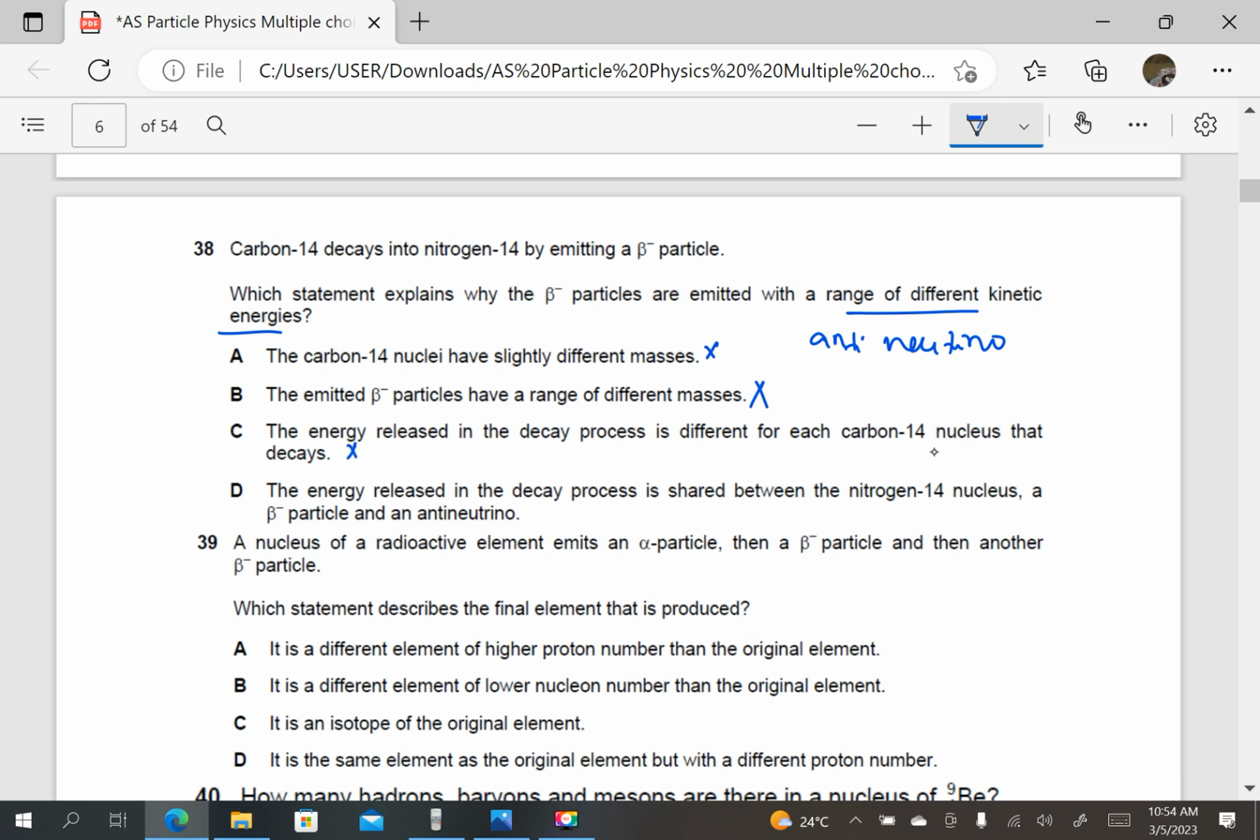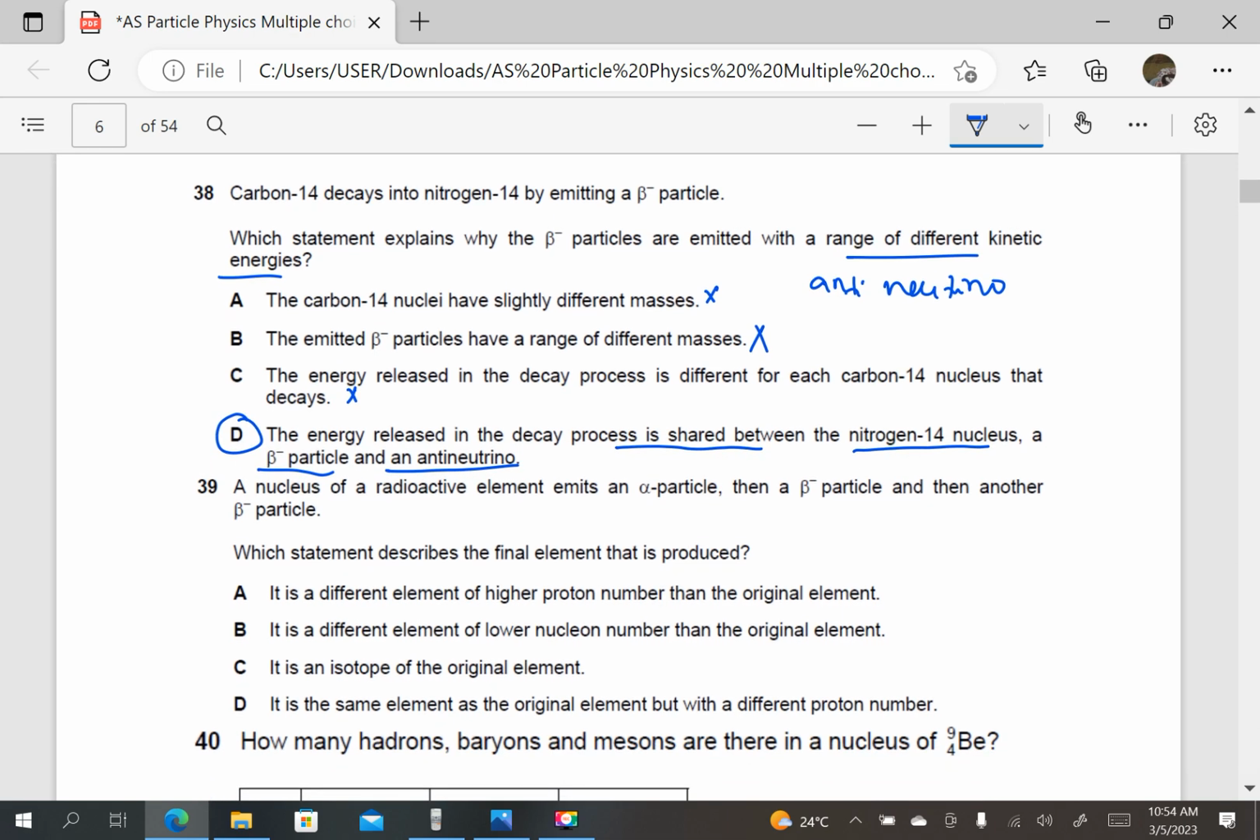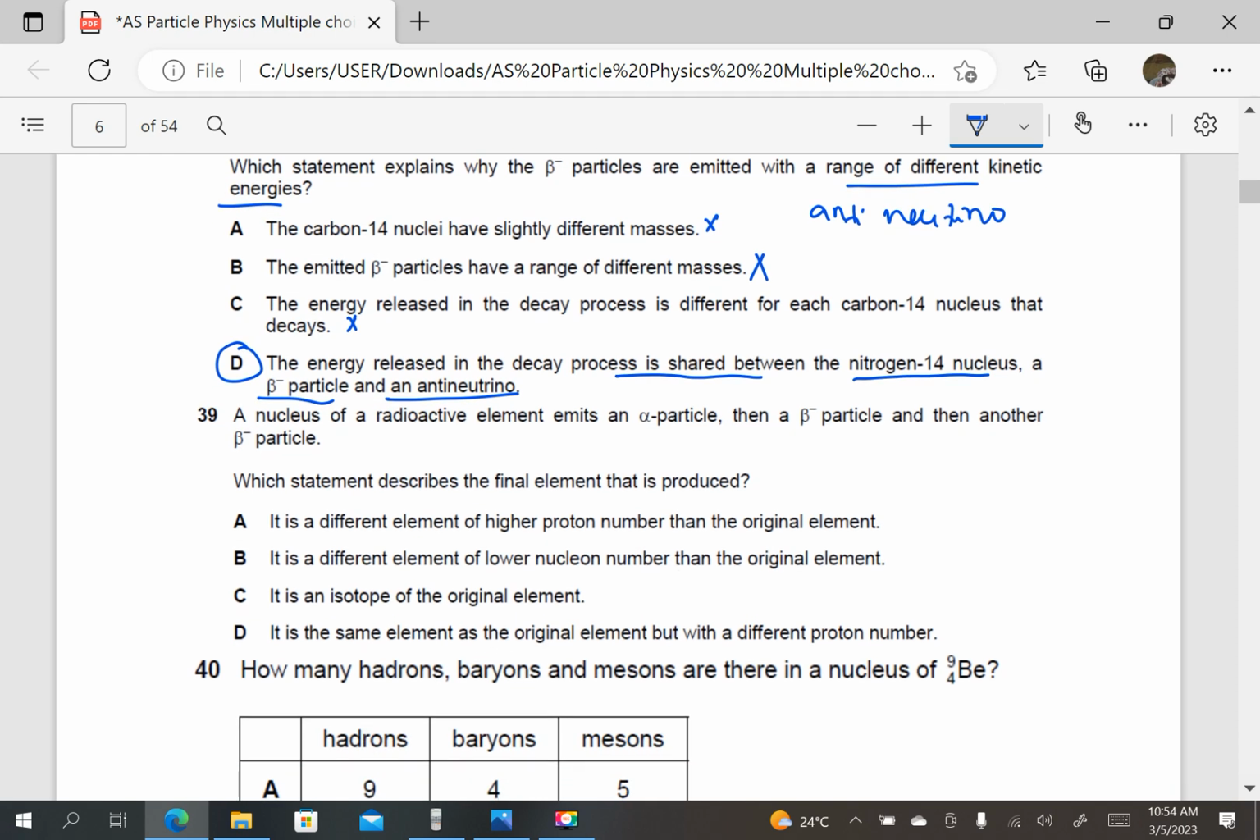The energy released in the decay process is shared between the nitrogen nucleus, the beta minus particle, and the neutrino. That answers that question. So the answer is D. Because the neutrino accompanies it, the energy emitted is shared, making the beta minus particles have a range of energies.